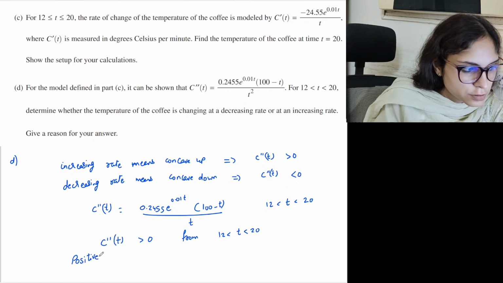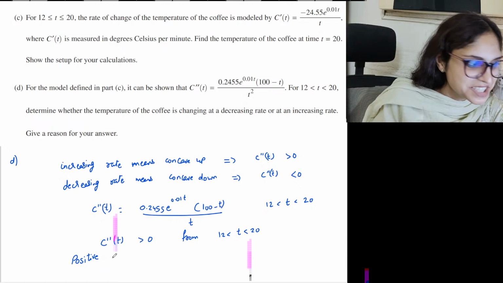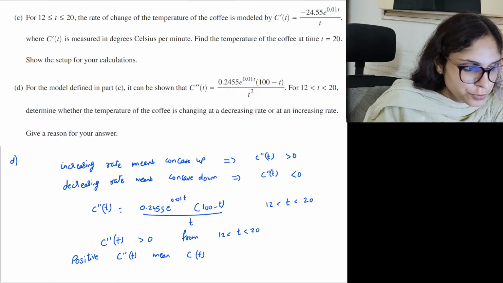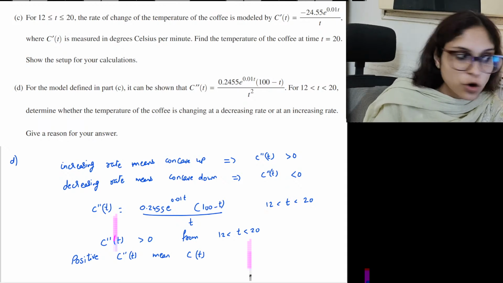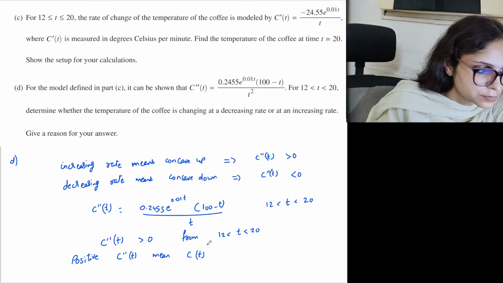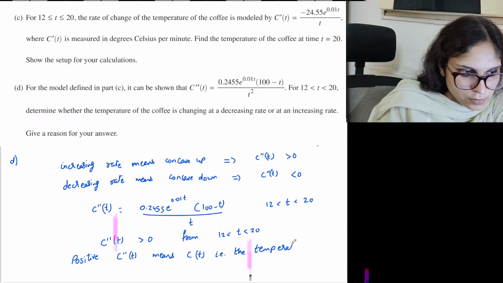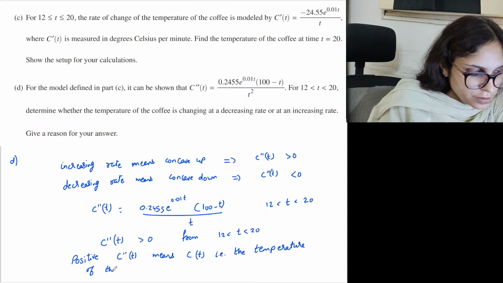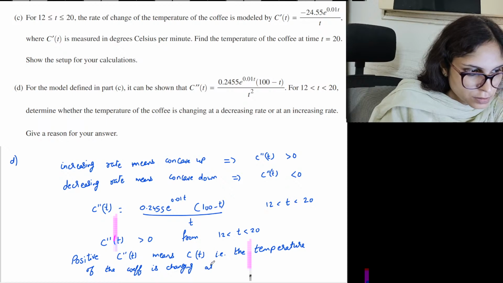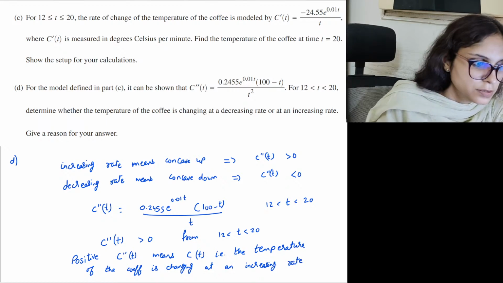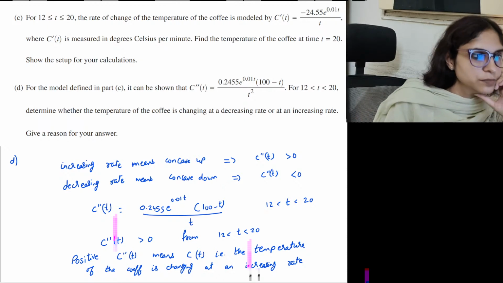So positive double derivative means C of t, that is the temperature of the coffee, is changing at an increasing rate. And I think this should make much more sense.